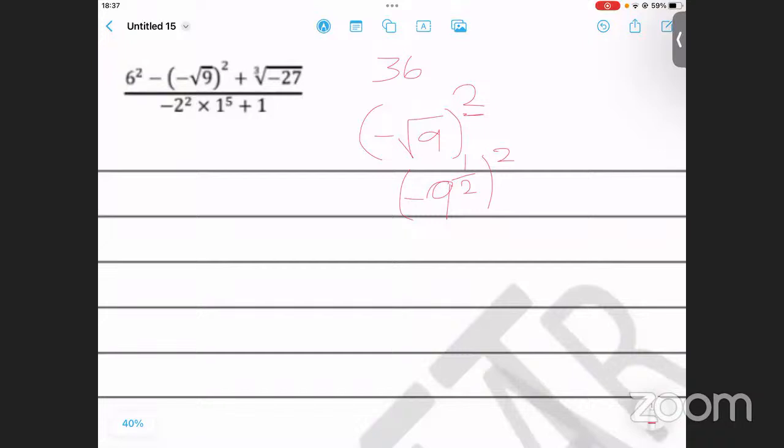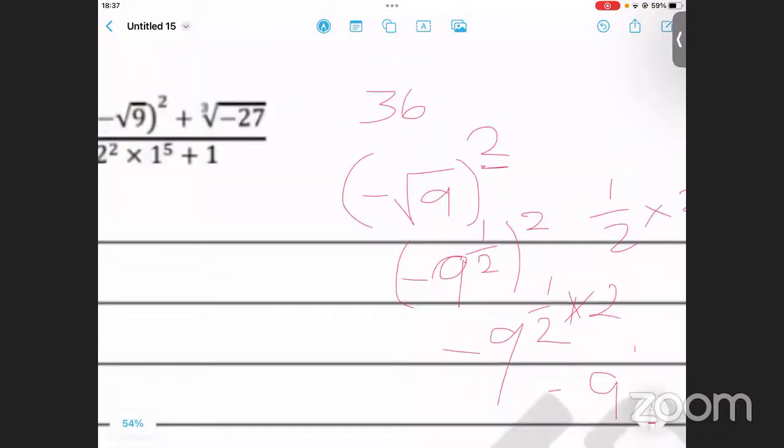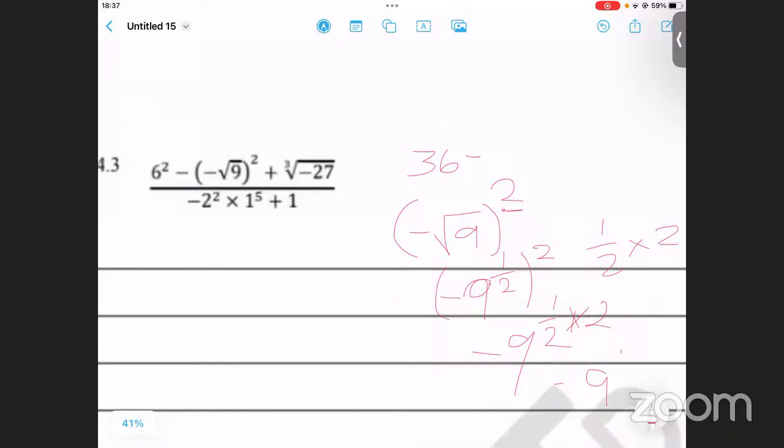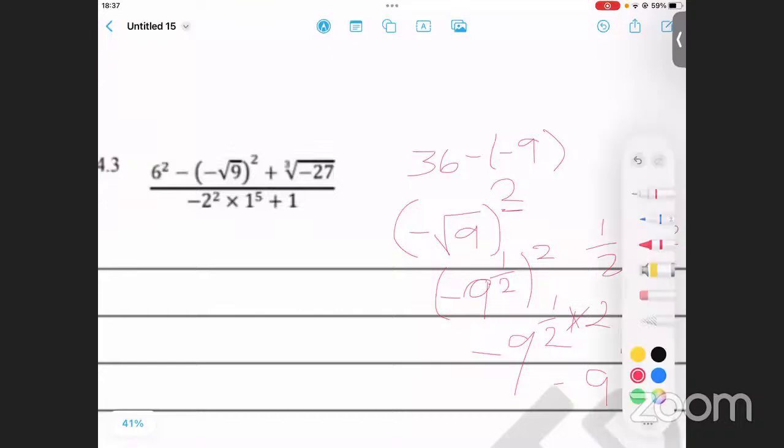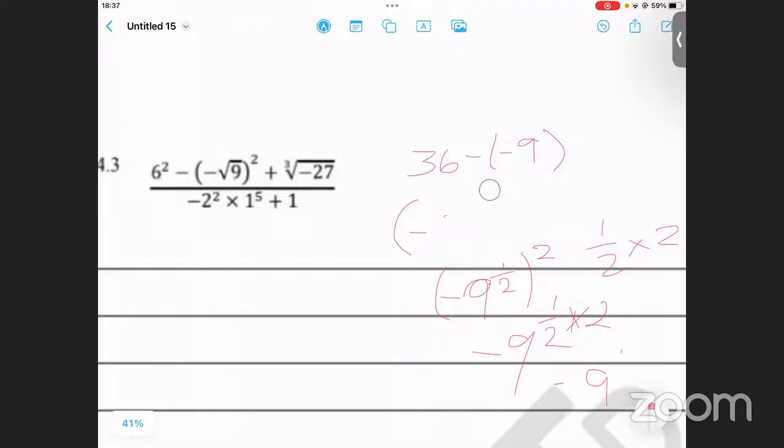Right? And again, if you're having something like this, it's the same as negative 9 to the power of 1 over 2 multiplied by 2. Which is the same as 1 over 2 multiplied by 2, which is 2 over 2, right? Which is equal to 1. So it's the same as minus 9 to the power of 1, which is minus 9, okay? So that means we can write this whole thing as minus, open bracket, minus 9, and then we close our bracket. Are we all together? Do we all understand how we got to that negative 9?